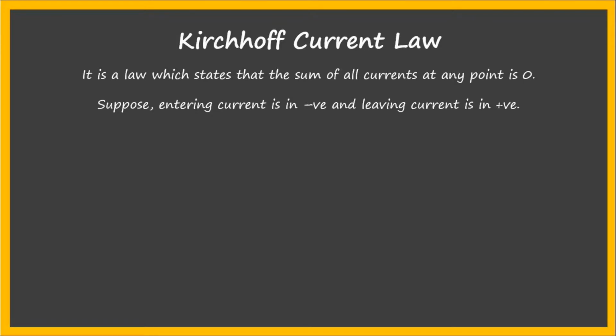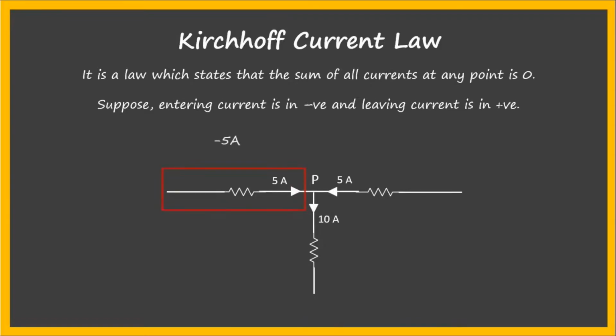Suppose there is a junction where three resistors are joining each other, as you can see on screen. Let's say there is current entering from two sides and leaving from one side. The current entering from both sides is 5 amperes and leaving current is 10 amperes. As I said earlier, the entering current is taken negative, so we take both 5 amperes as negative and 10 ampere as positive. Obviously, when we add these three currents, it will give 0, which is simply a statement of Kirchhoff current law.